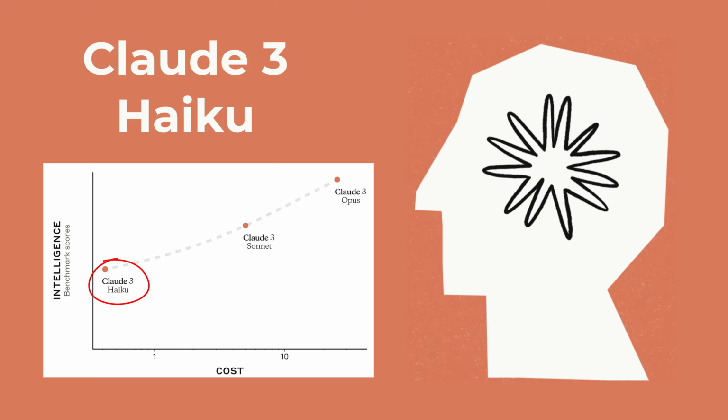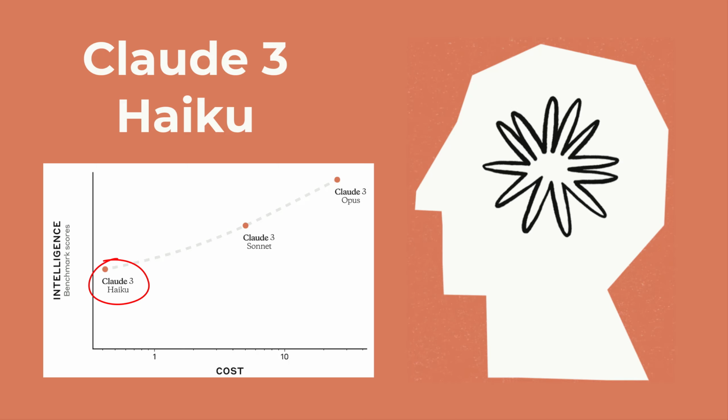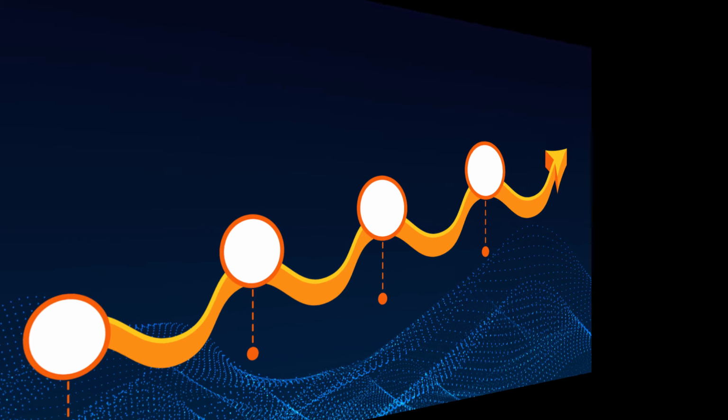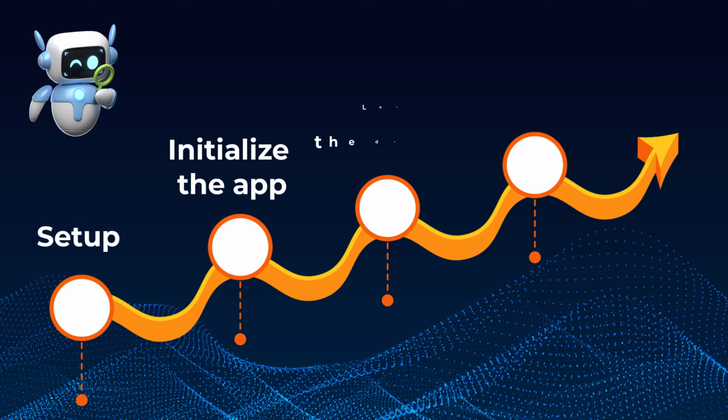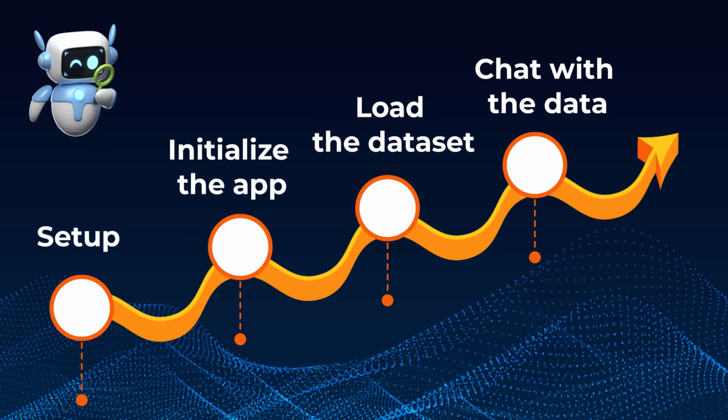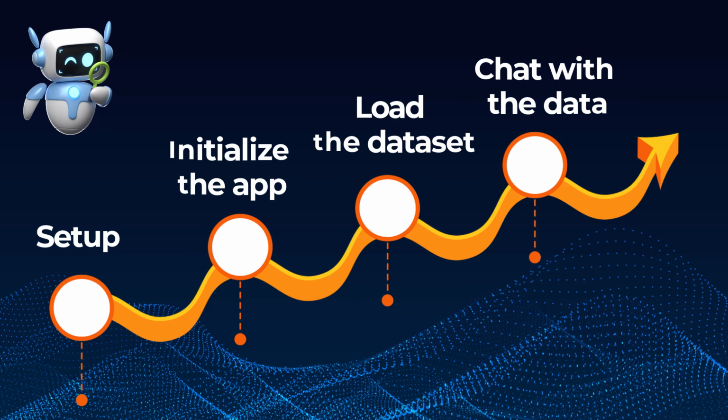Okay, we've seen the app we'll build. Let's go ahead and take a look at the topics we'll handle. First, we'll create a virtual environment and then install the tools we'll use. Next, we'll initialize the app with Streamlit. After that, we'll load the dataset. Lastly, we'll chat with the dataset using Pandas AI. Nice, we've seen the topics we'll cover. Let's go ahead and start with the setup.